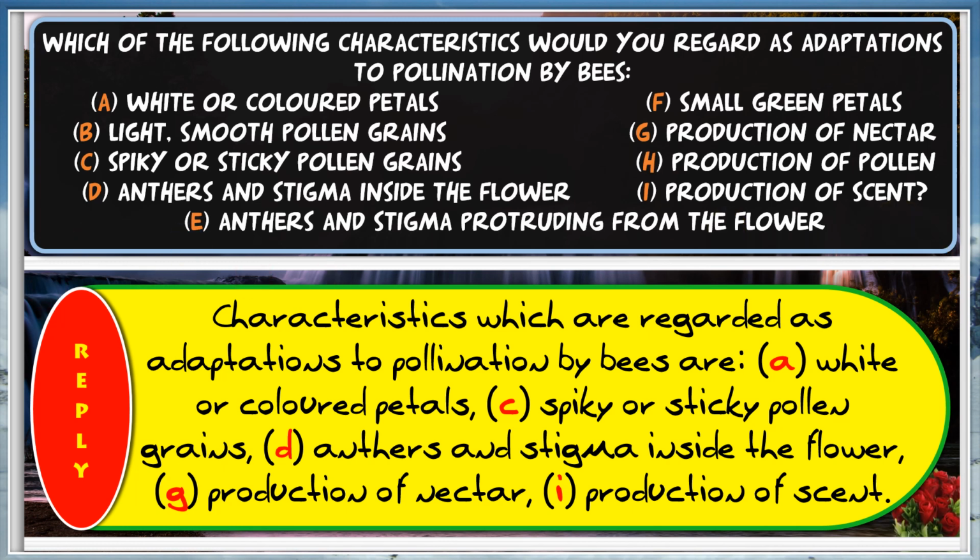Characteristics which are regarded as adaptation to pollination by insects are A. White or colored petals. C. Spiky or sticky pollen grains. D. Anthers and stigma inside the flower. G. Production of nectar. And I. Production of scent.